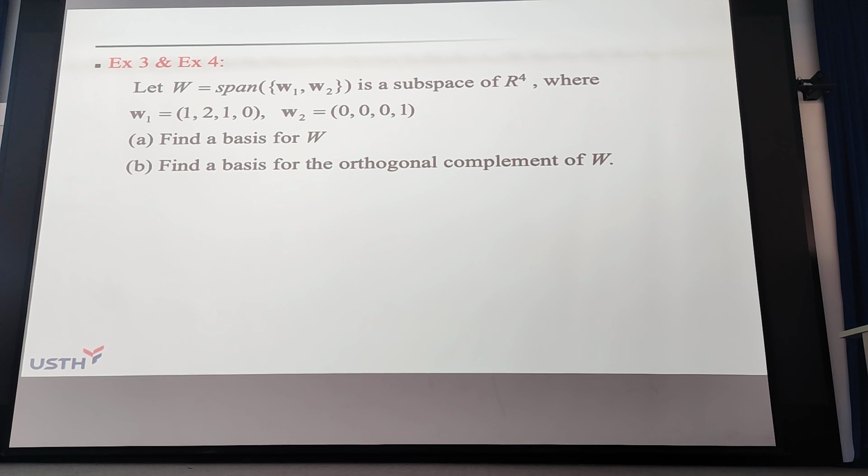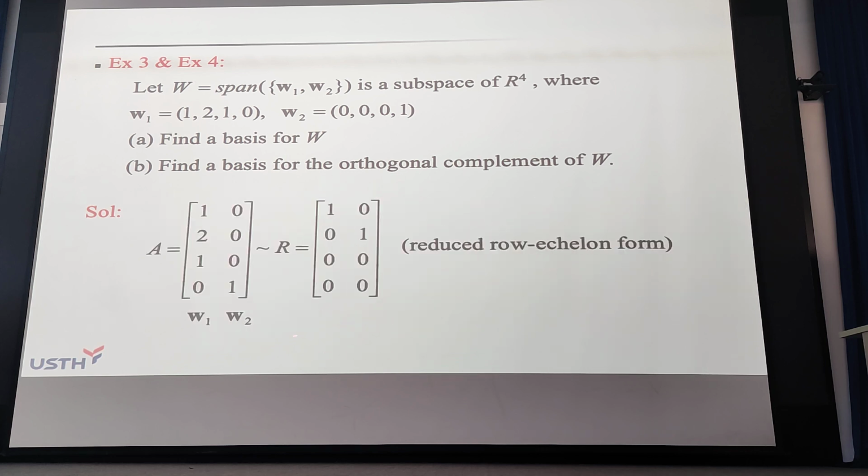Now, just a little more concrete. If you consider W to be spanned by two vectors like that, you need to find a basis for W and find a basis for the orthogonal complement of W. How to do it? The first one is here, and if you apply the Gauss-Jordan elimination to transform it, it is already in the reduced row echelon form.